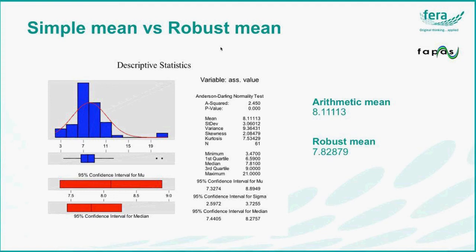And so we use a robust algorithm that reduces the effect of those outlying data points. In practice, this means that an arithmetic or simple mean is affected by the outliers. In this case, it gives a value of 8.11, but a robust mean gives a more correct or accurate value of consensus, which is representative of the majority of participants, and in this case it's different at 7.82.